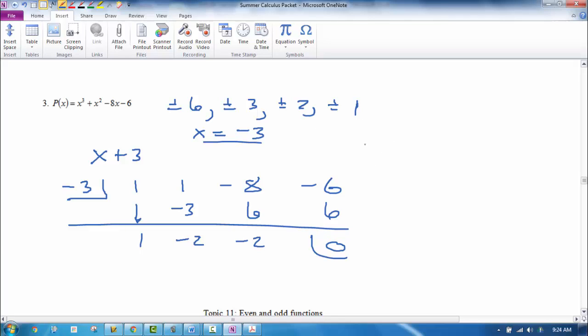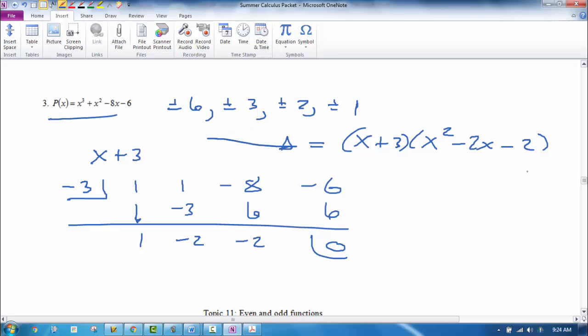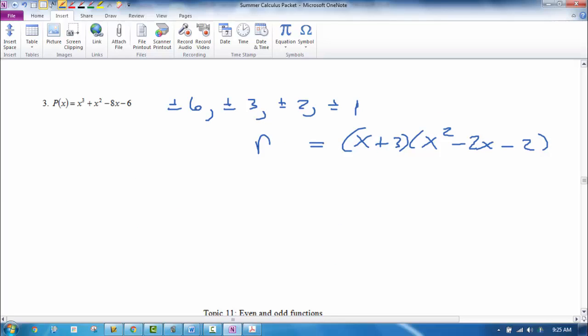So what that means is, with this factor x plus 3, the other factor is right here, which is this irreducible quadratic right there. So we know that this polynomial right here factors into this one right here. And we know also that this is an irreducible quadratic. So we're just about done. Here's p of x. But it's factored completely.